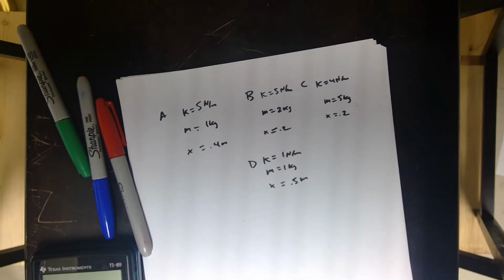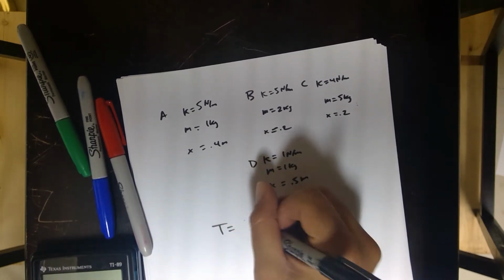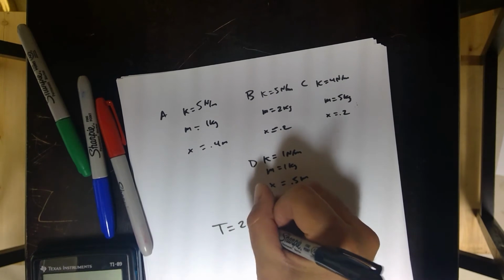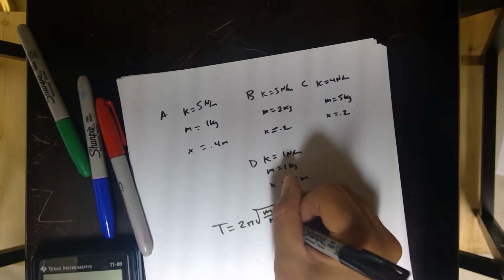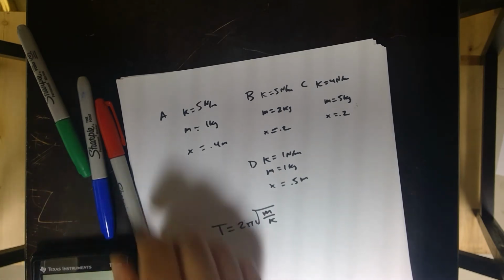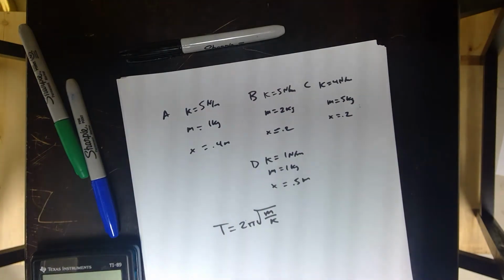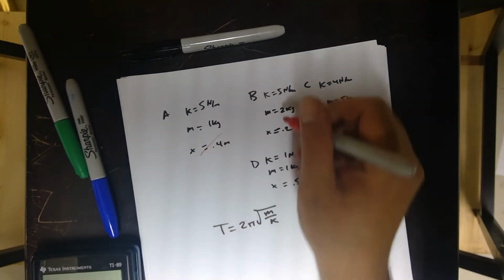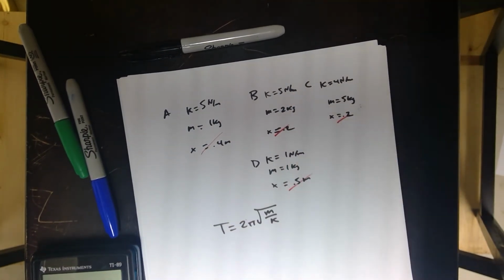If we want to rank the period here, the relationship is 2 pi square root of mass over the K value. And at no point, and we've seen this before in the demos in the lab that we've done, does this factor in. We don't care about the amount of extension that occurred here. That doesn't matter here. What matters is M and K.